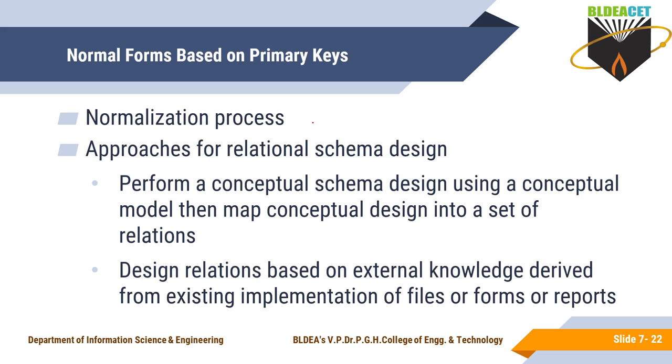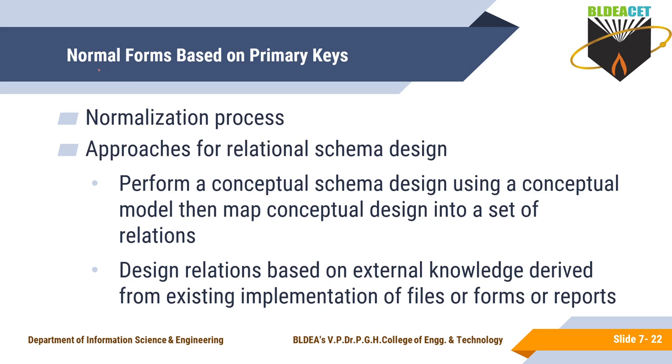So the USN number is your X and all the remaining attributes are your Y here. Okay, and all are functionally dependent on X, that is the USN number. That is one constraint as a formal design guideline.